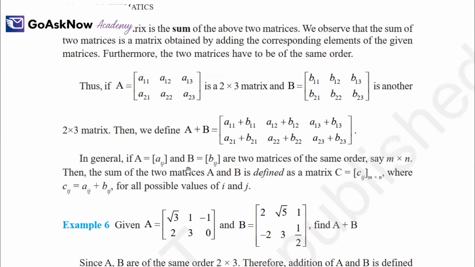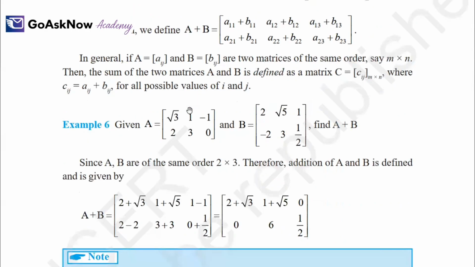Then the sum of two matrices A and B is defined as a matrix C. So here the sum of two matrices is defined as matrix C, also represented as Cij of order M cross N, where Cij equals Aij plus Bij for all possible values of i and j. So we have example 6 here: given A equals root 3, 1, minus 1, 2, 3, 0, and B equals 2, root 5, 1, minus 2, 3, and half.